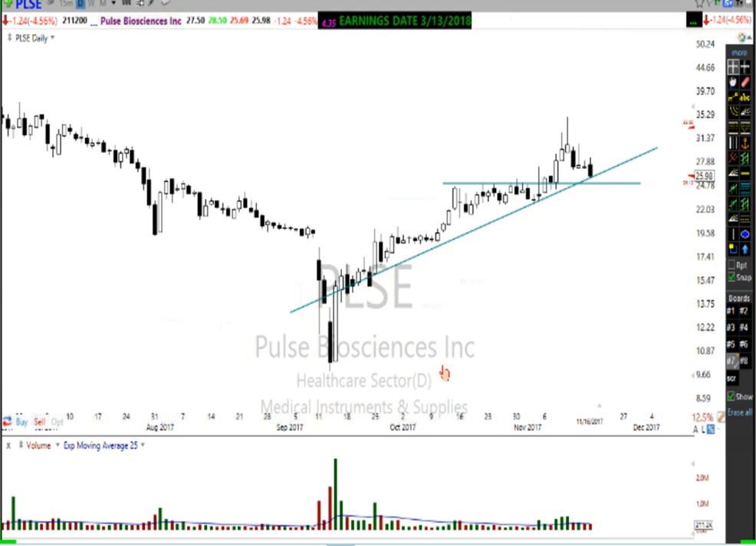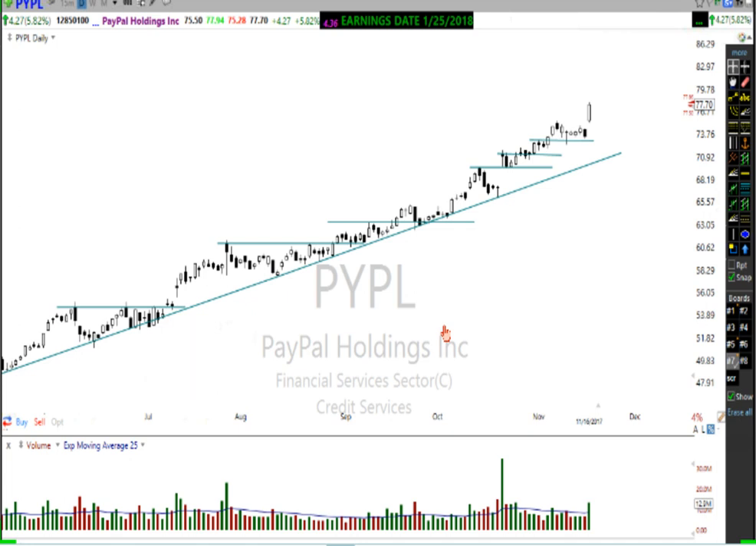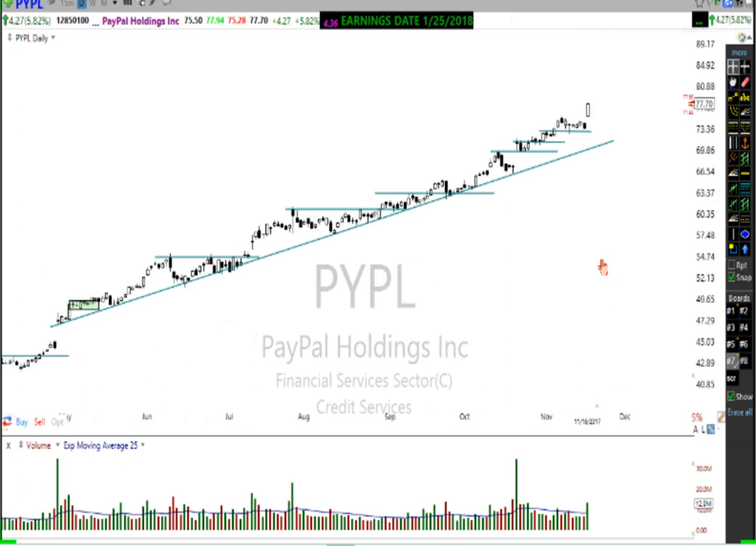And so when I simplified my charting and went to charts like, how about a PayPal? PayPal has just been a trade forever for us. How do you lose on a chart like that? Concise price action. It's not full of wicks and tails. It's leading us right up.